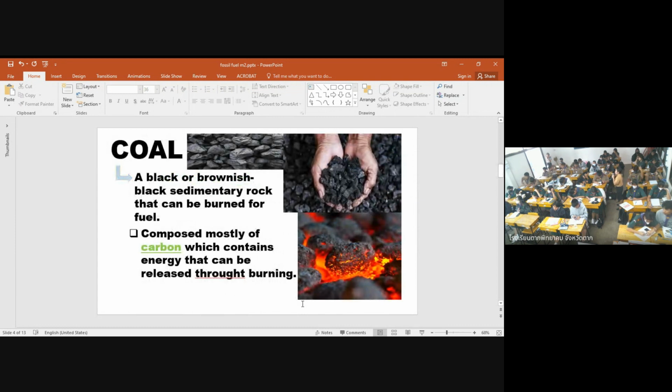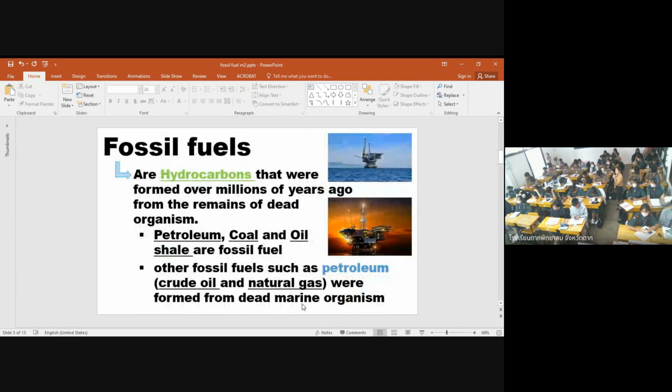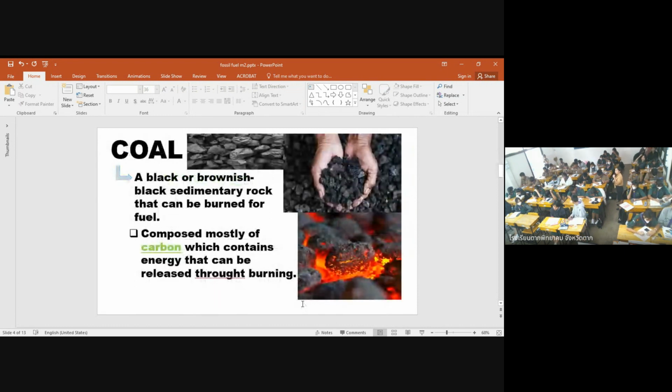Okay, first we are going to discuss your coal. Coal is black or brownish black, a sedimentary rock that can be burned for fuel. So this coal can be burned as your fuel.